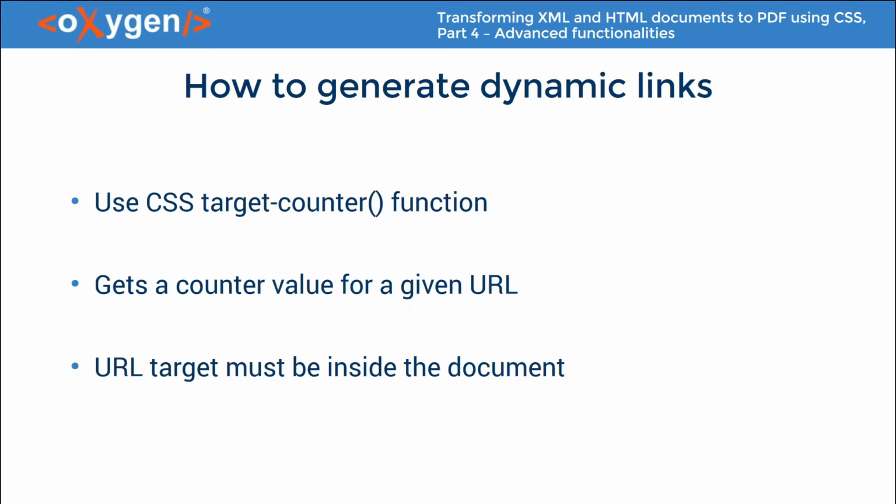Now we can continue on our journey to advanced functions by generating dynamic links. So what does the generation of dynamic links mean? In fact, behind the scenes, I just want to use a CSS function, which is called target-counter, which gets a given counter value for a given URL. And the only rule for this function is that the URL target must be inside the document, of course. You want to just point to a location from inside the document.